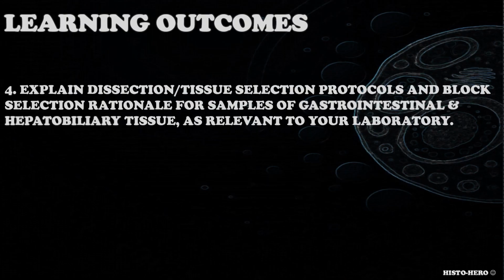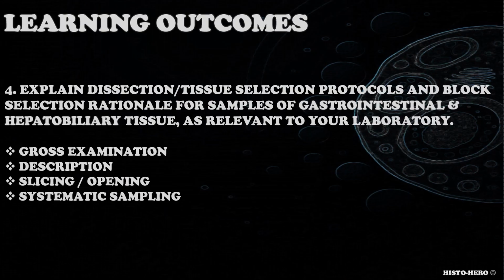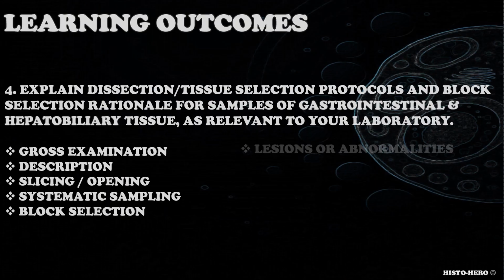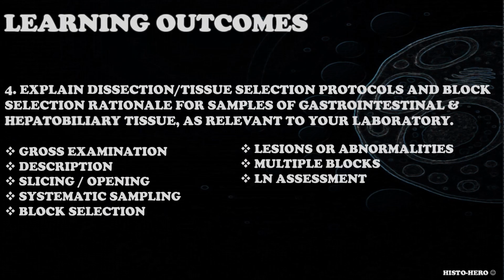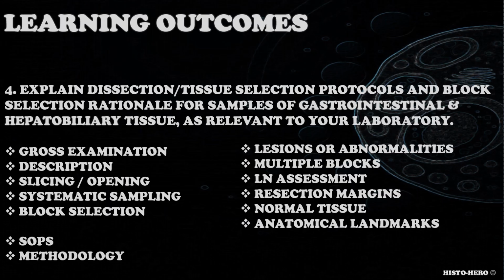The candidate could consider gross examination, description, slicing and opening, and a systematic sampling approach to obtain adequate representation of pathology. Block selection: sampling lesions or abnormalities, multiple blocks for larger tumors, lymph node assessment, assessment of resection margins, inclusion of normal tissue, and specific anatomical landmarks like the cystic duct or hilar margins. The exact steps are specific to each department and each organ. Therefore they should consider SOPs, the methodology used, and RCPath and NICE guidelines.